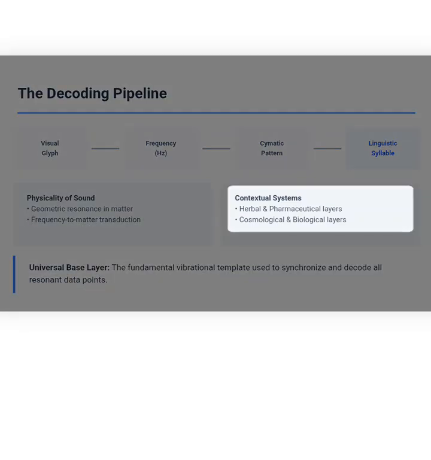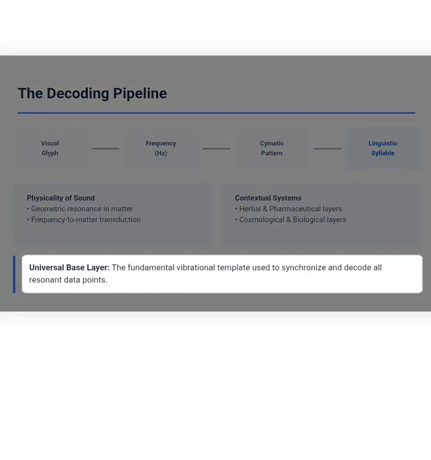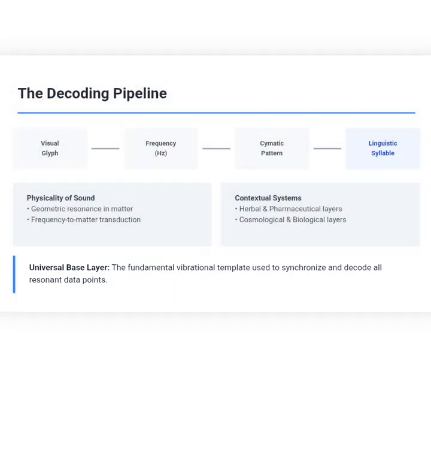However, to get the full meaning, we must account for contextual systems like herbal or biological layers. This informs how the syllable is ultimately interpreted. Finally, all of this rests on the universal base layer, the fundamental vibrational logic that remains constant. Understanding this pipeline is crucial before we move on to simulating these patterns ourselves.